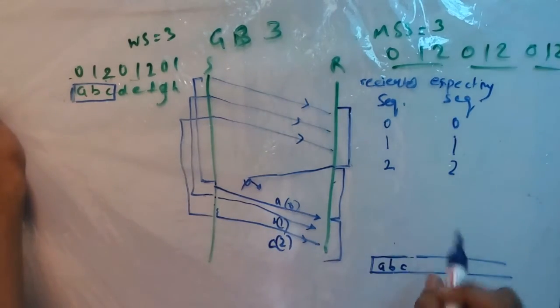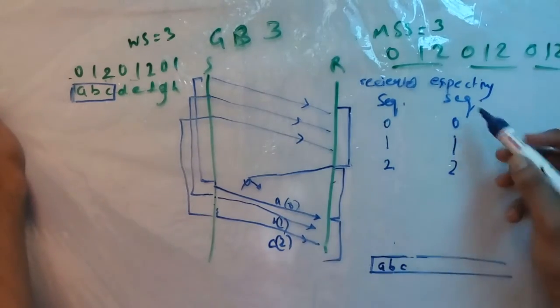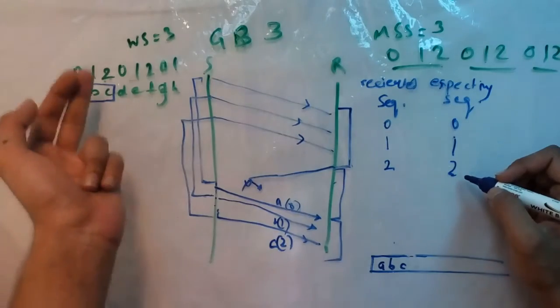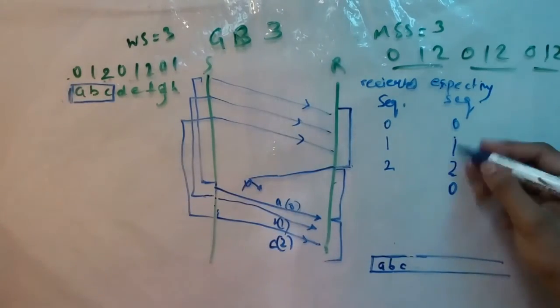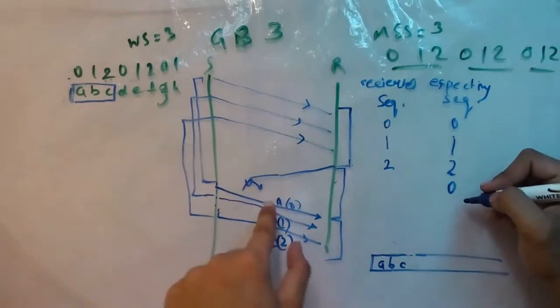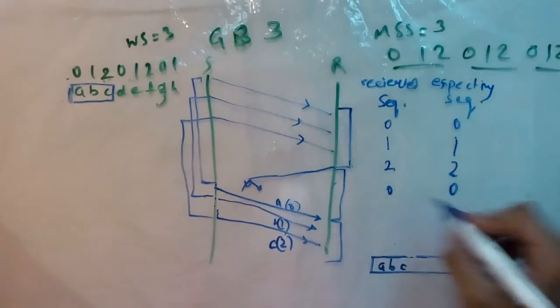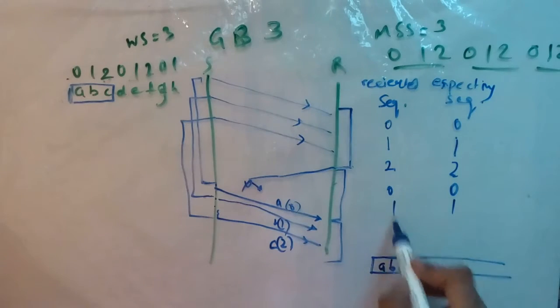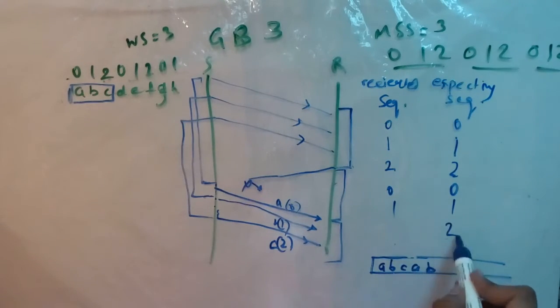2, that is A with sequence number 0, B with sequence number 1, and C with sequence number 2. Now again the receiver receives 0, 1, 2. After 0, 1 and 2, what would it expect? Since the sequence numbers are 0, 1, 2, 0, 1, 2, 0, 1, 2, it would expect 0. After 2, 0 would come. And what did it receive? It received 0. It matched. So it would store A. Then it would store 1, B. Then it would expect 2. 2 is coming. It would store C.